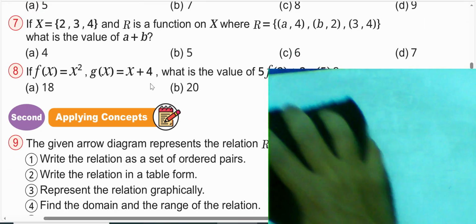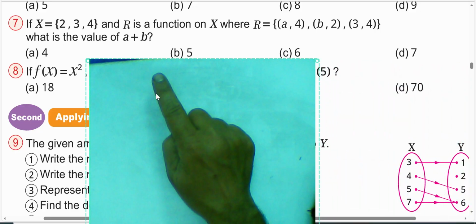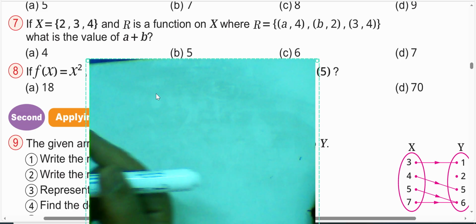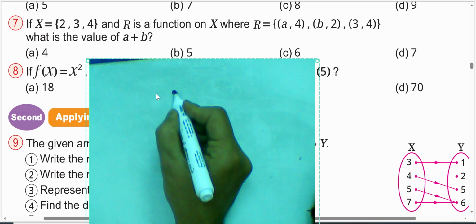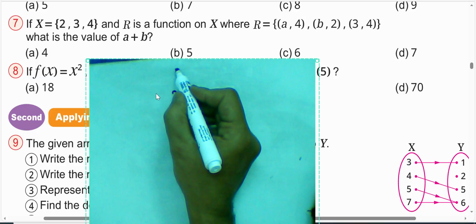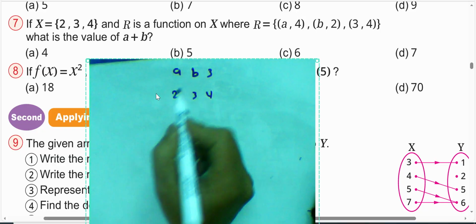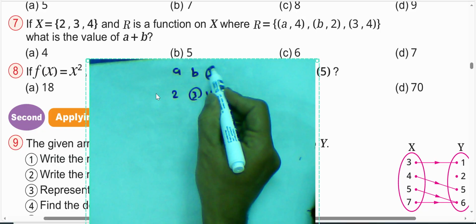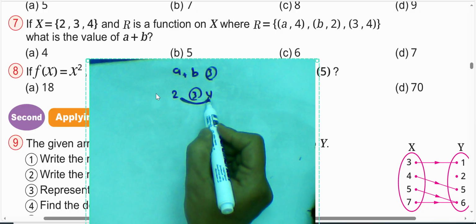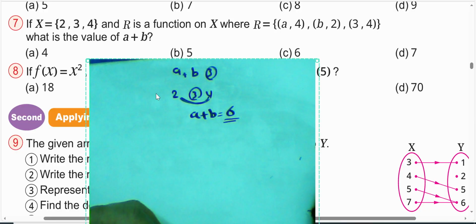Next question. Number 7. We have 2, 3, 4. Function r equals a and 4, b and 2, 3 and 4. Look here. We want 2, 3 and 4 to appear once. In the relation we have a, b and 3, and 3 was a pair here. Then a and b we can add together. A plus b equals 2 plus 4 equals 6. Then a plus b equals 6.